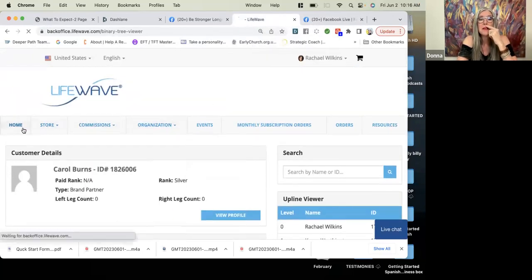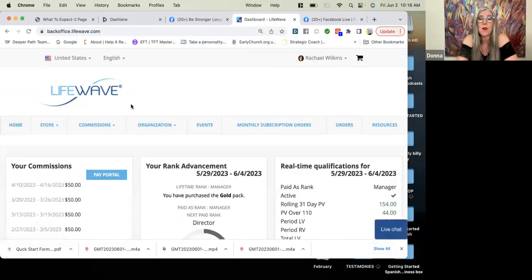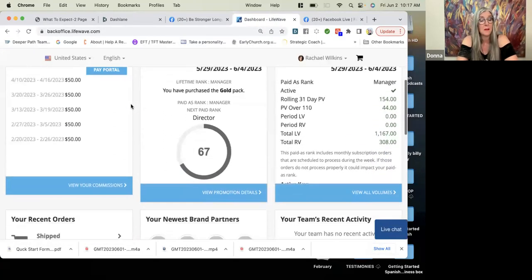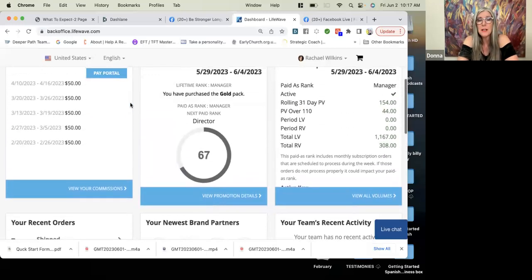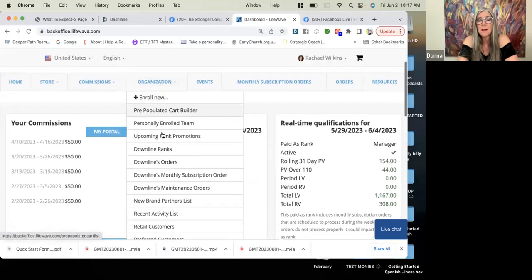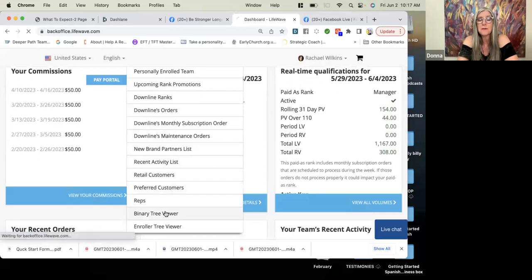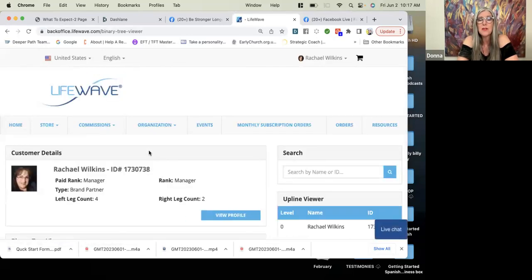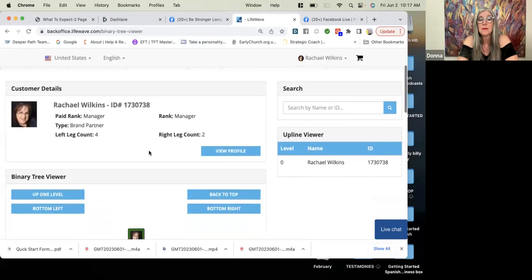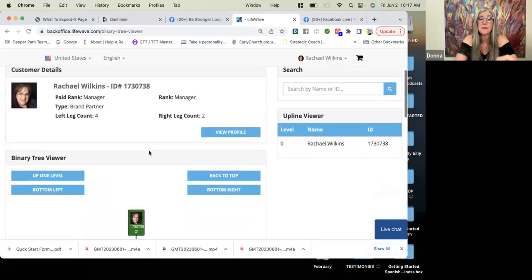And I'm going to go back to home. We are in Rachel's back office. So when Rachel started, let's go to her binary tree. When Rachel got her account, this is all there was. There's her beautiful face right there. That's it. That's all there was.